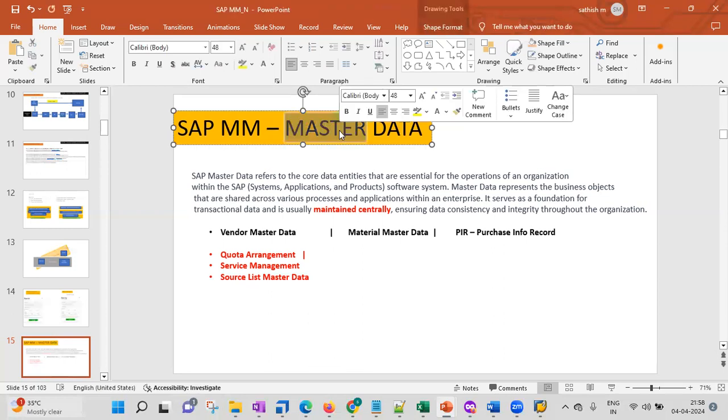By the meaning of the word itself, you can understand master. Master means it is common to multiple things. For example, I am the master for both of you. If there are three, four, or five people, I am the master for all of them. It's a common person.